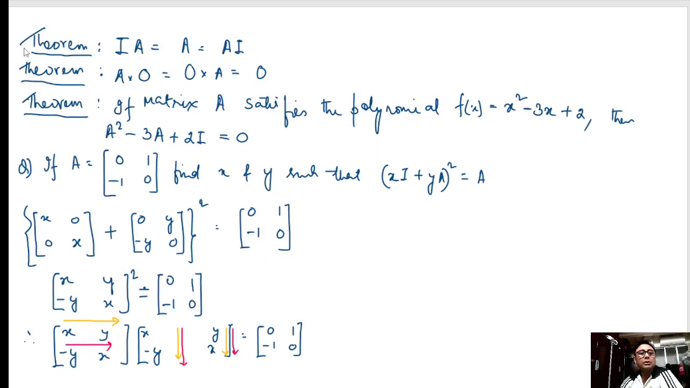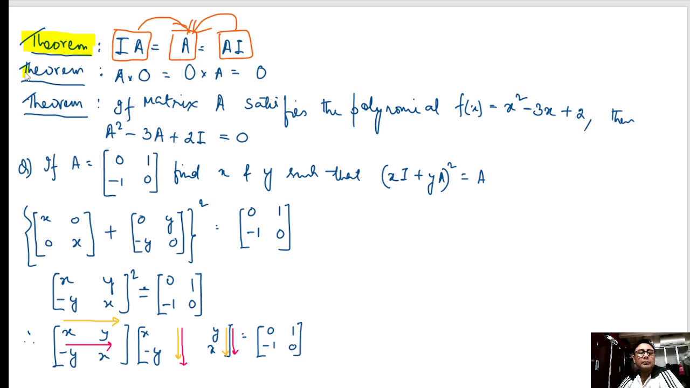Next, let us know certain theorems of this. The first theorem says that I into A, where I is the identity matrix. If you multiply any identity matrix with a matrix, you will always get the same matrix. So if you multiply I into A or A into I, the result you will always get is the same matrix.